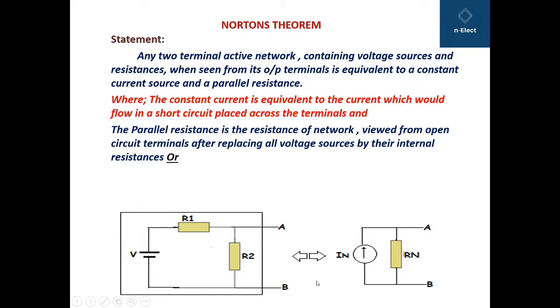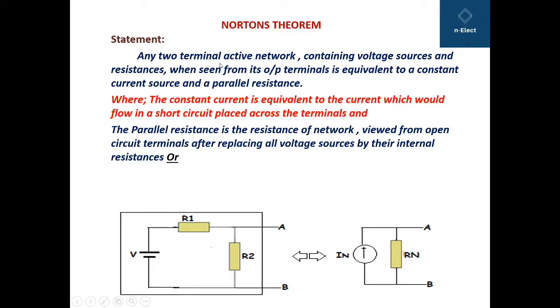the equivalent circuit you can redraw like this, where a single current source, that is IN, and along with it a parallel resistance Rn is connected with A and B kept open. So here this IN stands for the Norton's current or the short circuit current, and Rn stands for the Norton's resistance.